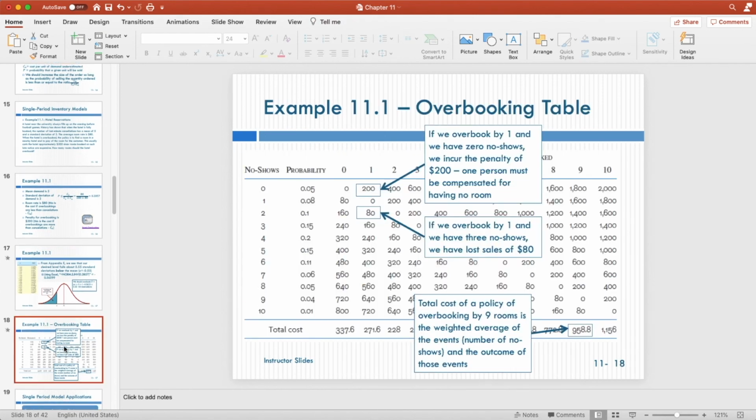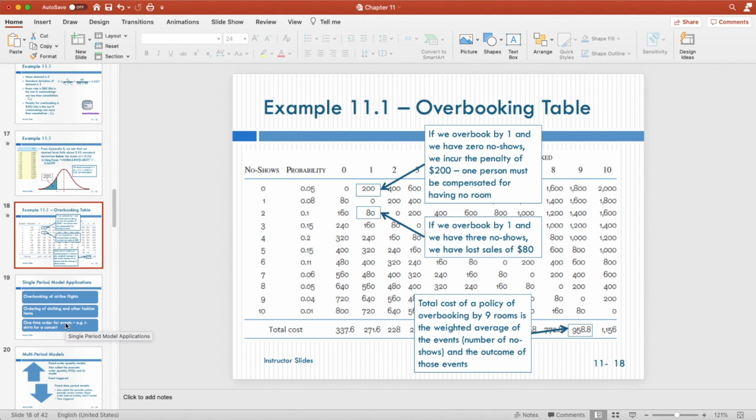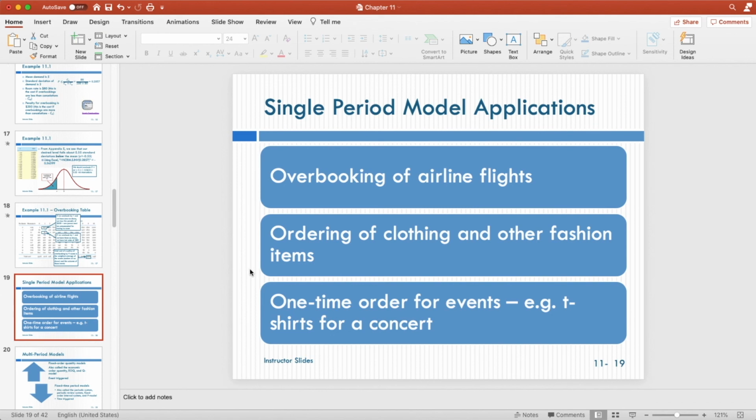So this is exactly Example 11.1, and these are just some other details that are not that related to our main focus. Here I just list some other applications that frequently use the single period model. The single period model itself applies in many different contexts, but the key is exactly what I just mentioned. As long as you have a similar situation, you can use the single period model to help you improve the inventory system. That's actually very useful.